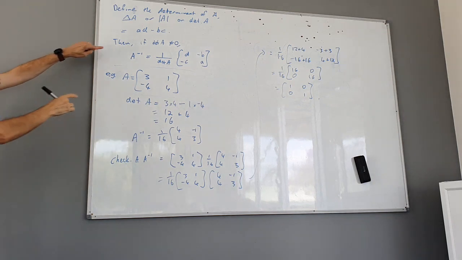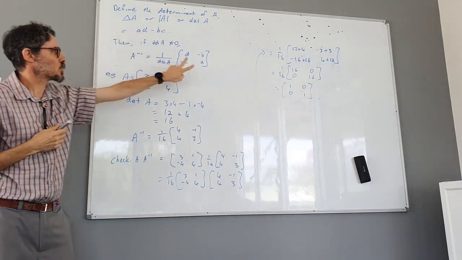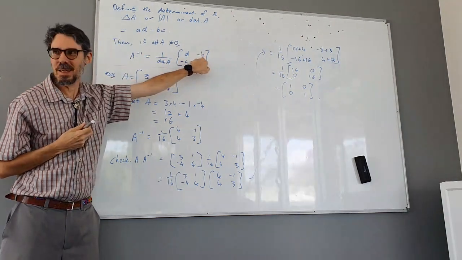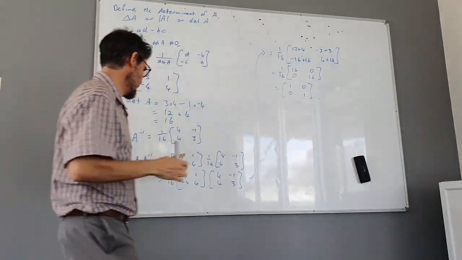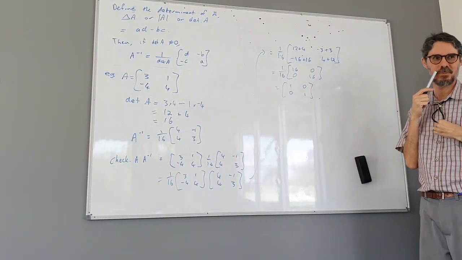So this magic rule, work out the determinant, swap A and D, change the signs on B and C, is going to give you a matrix that multiplies with the original to get the identity.